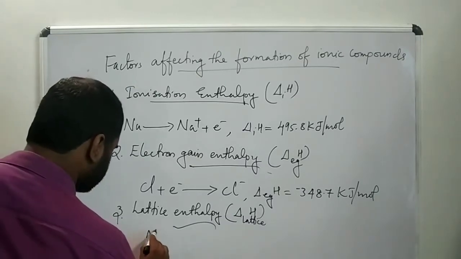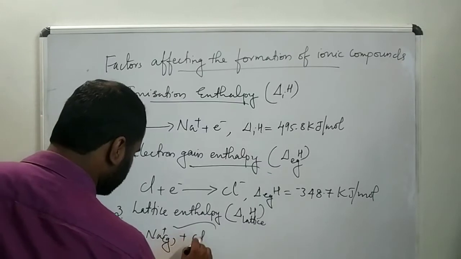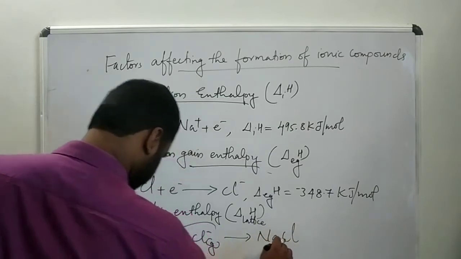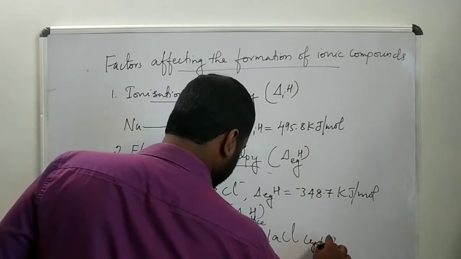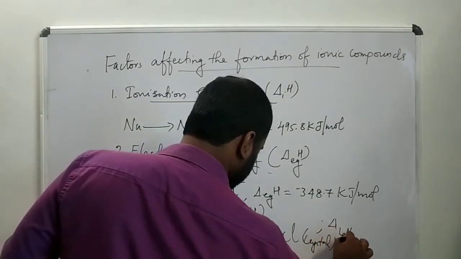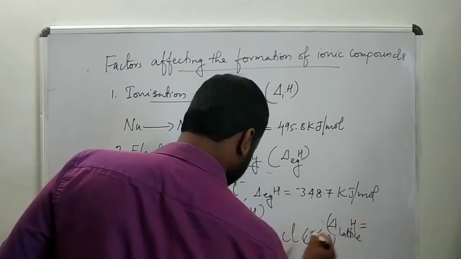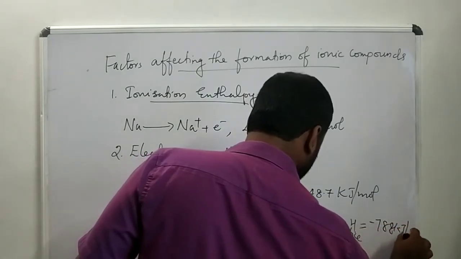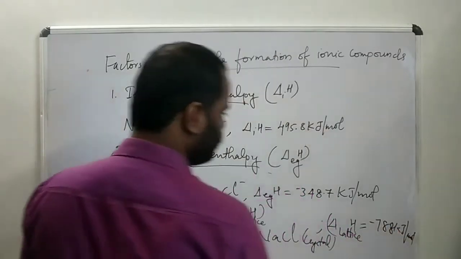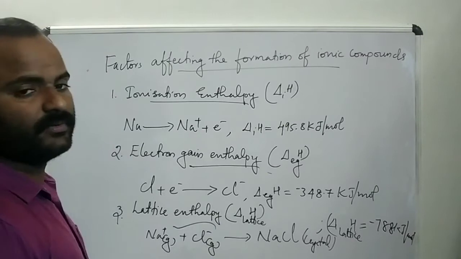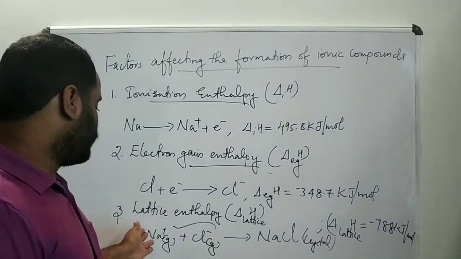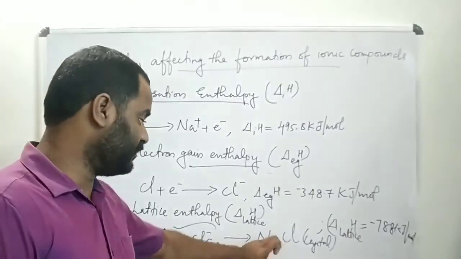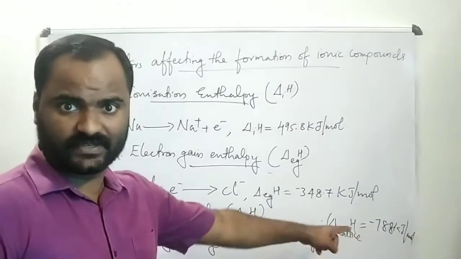Na+ gas plus Cl- gas gives NaCl solid crystal. Here energy is liberated, and that is known as delta lattice H. That is minus 788 kilojoule per mole. It is the amount of energy liberated when 1 gram mole of a solid crystal is formed from its gaseous ions. The energy is given there, for example.